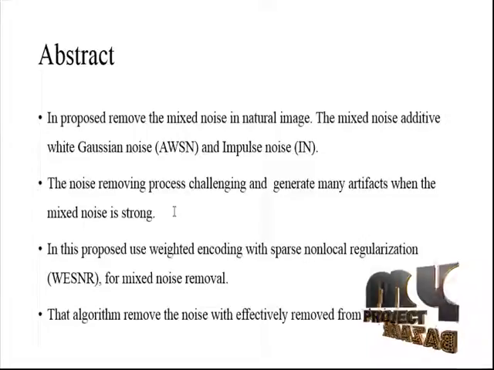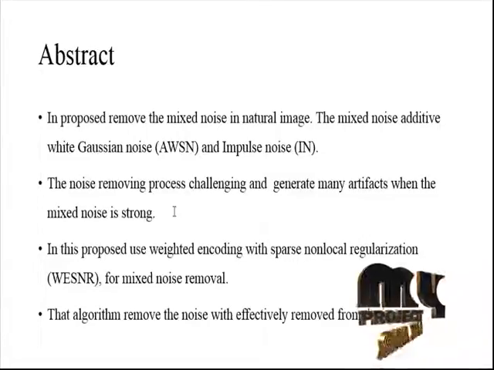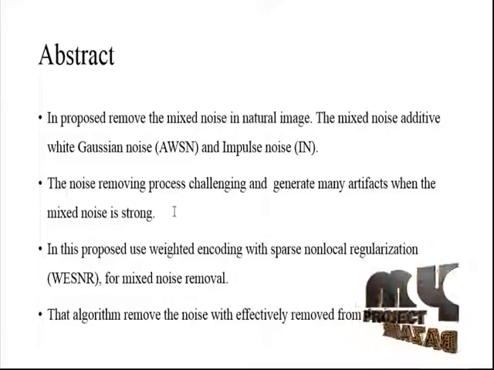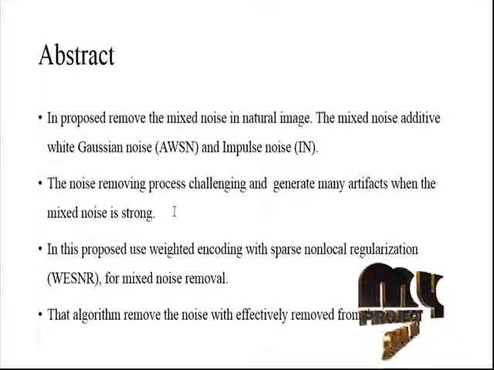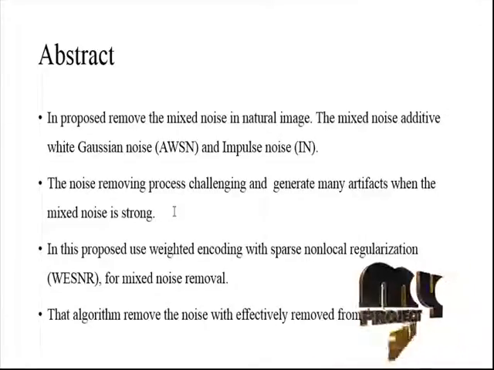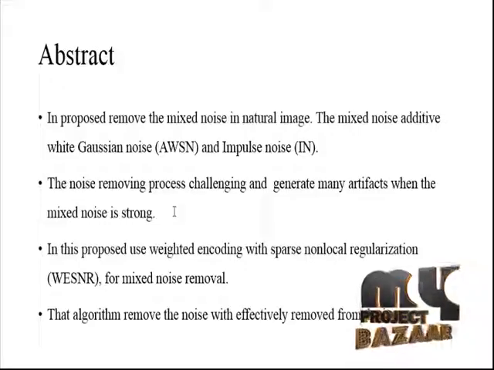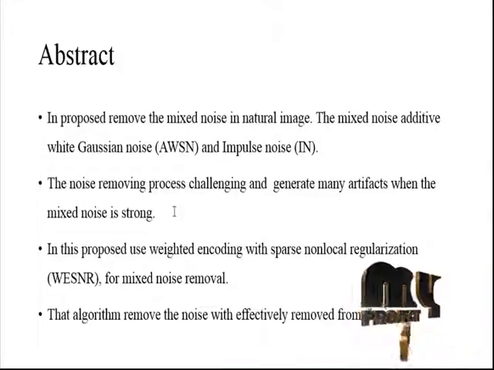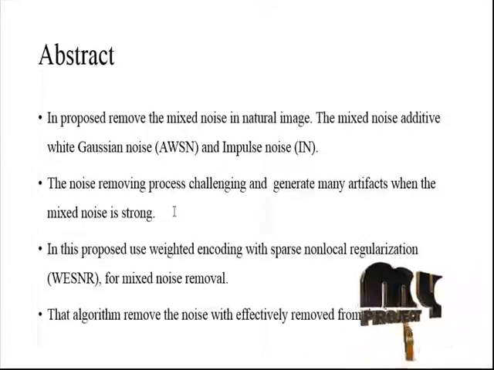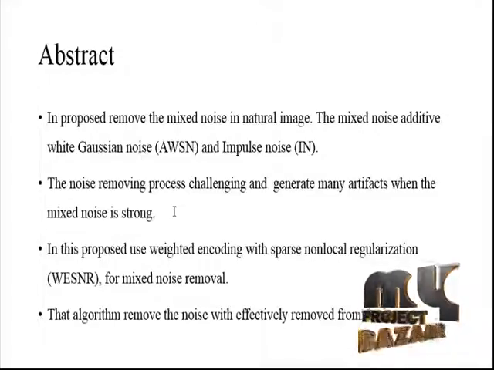The white noise is the unwanted pixel with a range of minus infinity to plus infinity. The color noise will be in the 0 or 255 range, which is randomly ordered in between our original image. This noise will be removed by using weighted encoding with sparse non-local regularization. In this method, we use the PCA dictionary as a reference to remove the noises in our input image.